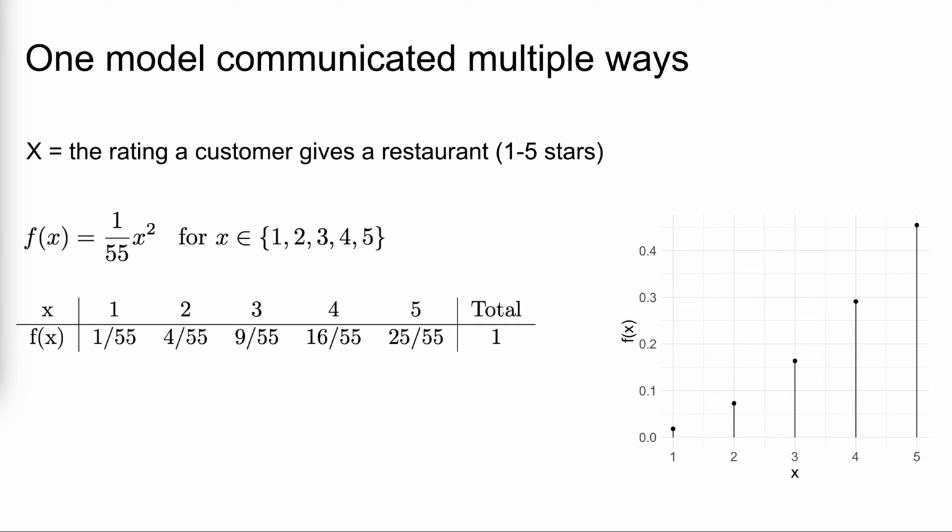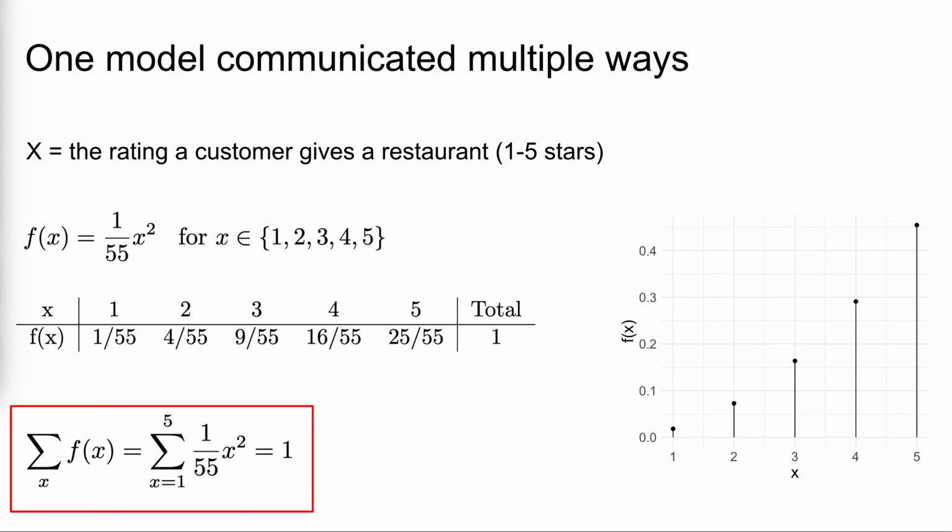Let's pause to consider some details. First, the PMF in all its forms, formula, table, plot, illustrate that the plausibility of a customer's rating x steadily increases as x increases. For example, there's a 25 out of 55, or roughly a 45% chance, that a customer gives the restaurant 5 stars, and only a 1 out of 55, or roughly a 2% chance, that they give it only 1 star. Second, notice that the probabilities of all possible outcomes sum to 1. That is, our model accurately accounts for all possible outcomes of restaurant ratings x. This same idea is written here in summation notation.